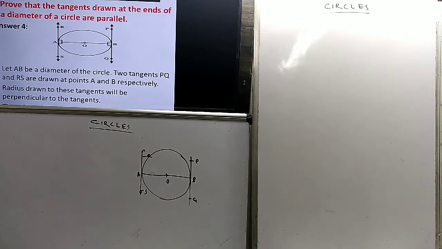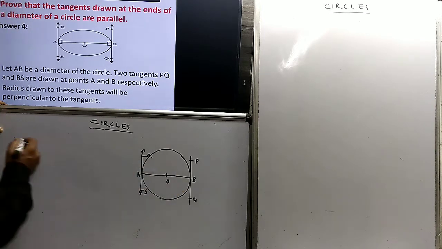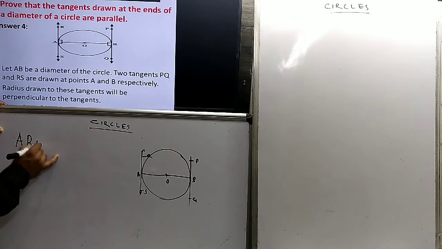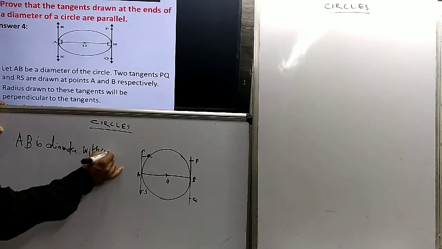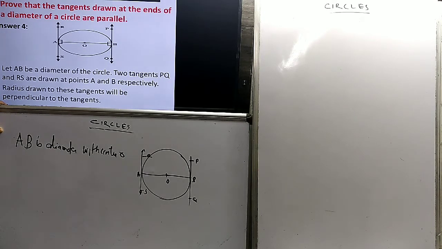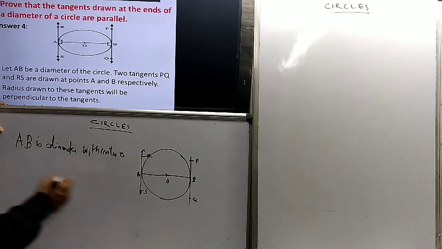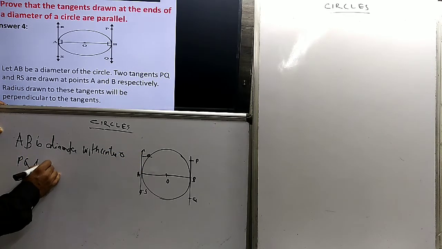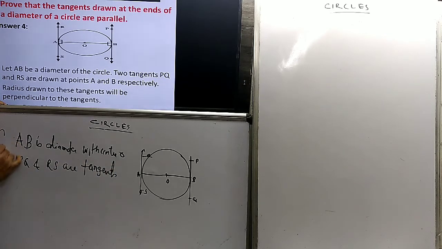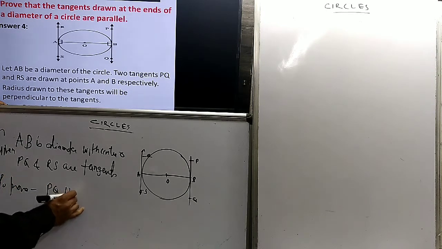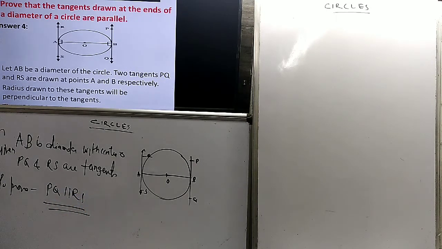Now let us take question number 4. Prove that tangents drawn at the ends of a diameter of a circle are parallel to each other. Now what is given: AB is a diameter with center O. PQ and RS are the tangents. These are the given things. What is to prove? To prove PQ parallel to RS.